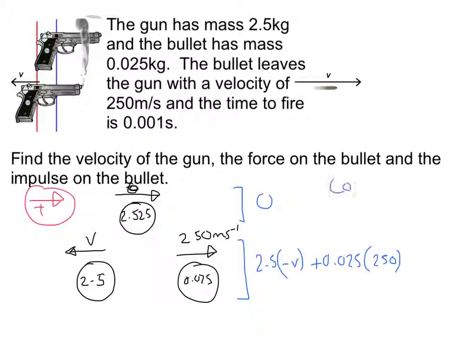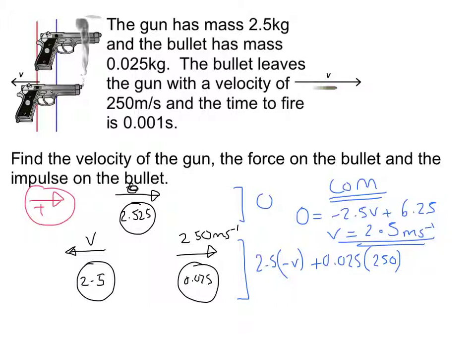Using conservation of momentum, we get 0 equals minus 2.5V plus 250 times 0.025, which is 6.25, and that gives us a velocity of 6.25 divided by 2.5, which is 2.5 meters per second.